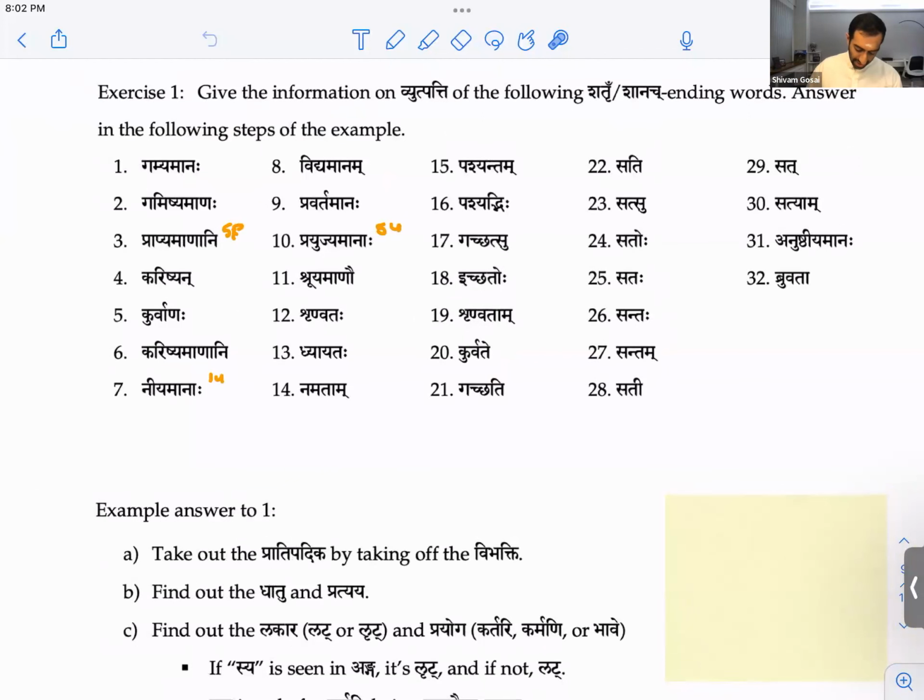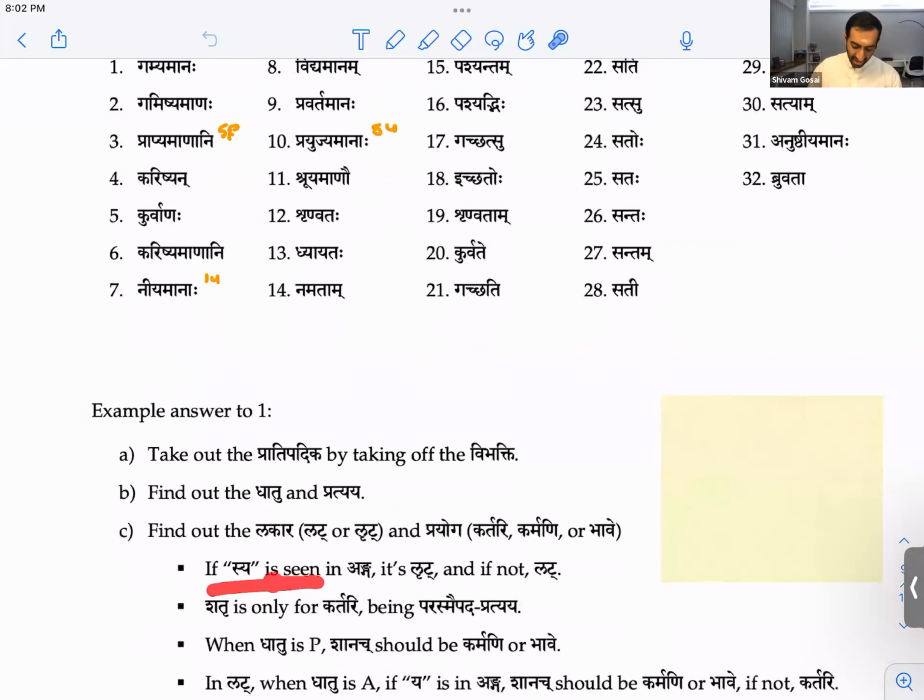Now, is the lakara lat lakara or lrit lakara? So now we're going backwards. Gamyamana. If sya is seen, then it's lrit. If not, it's lat. We don't see gamishyamana, right? Oh, it is number 2. I gave it away. Number 1, right? So this is lat lakara. We don't see sya. Sya gives away lrit.